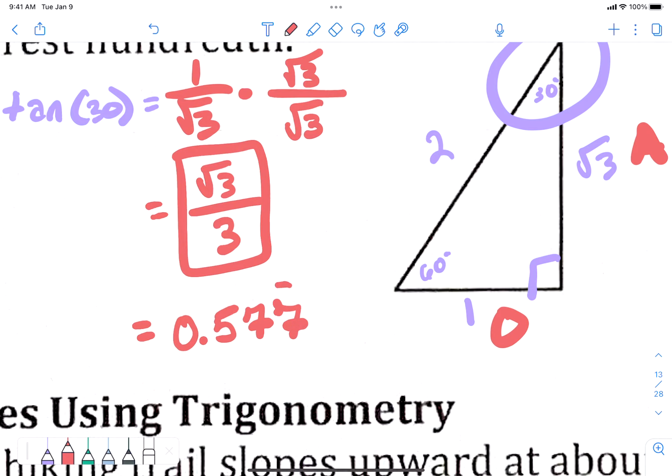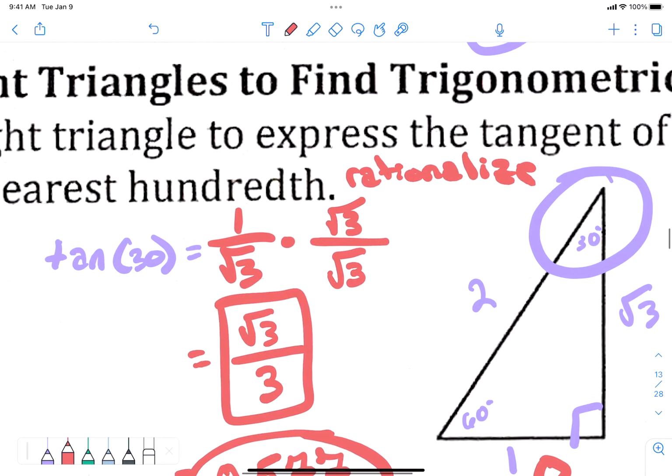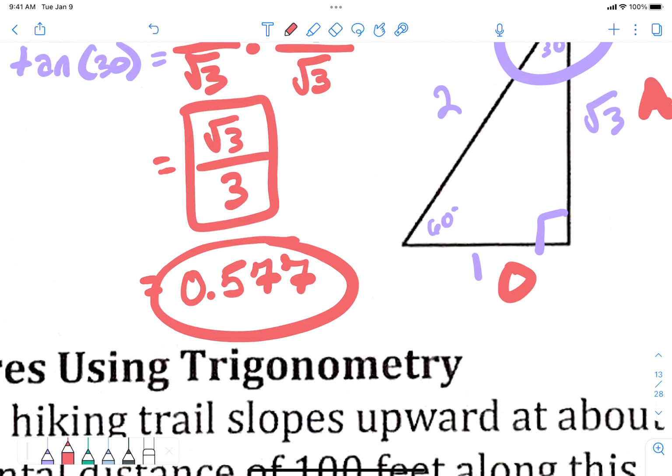0.577. Okay, 0.577 or 0.58. I guess we should go 2 decimal places. Anyway, 0.577. Yeah? Now, one more thing.